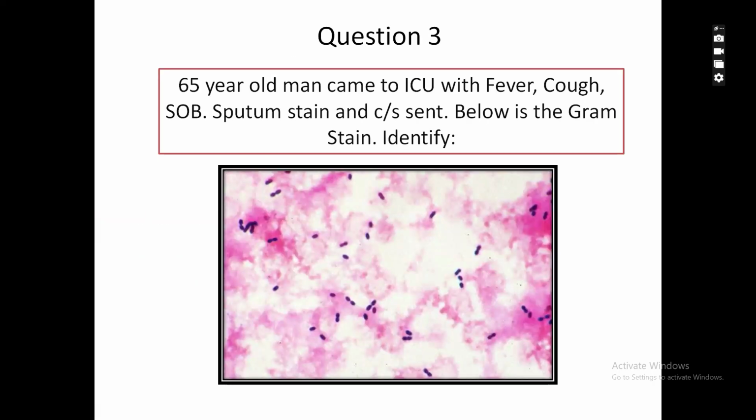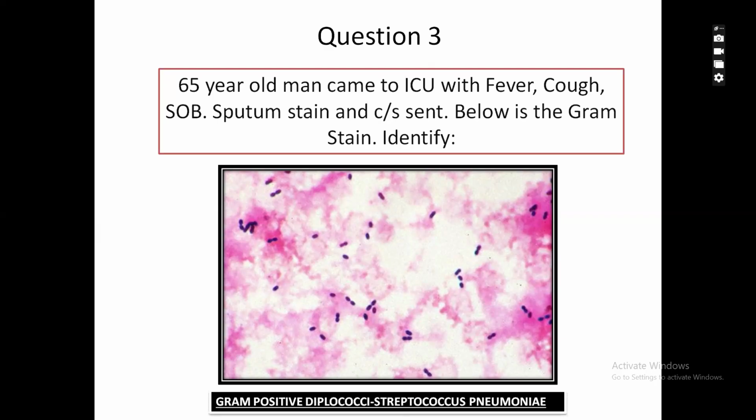A 65-year-old man came to the ICU with fever, cough, SOB, sputum stain and culture. Below is the gram staining. So we have read the violet. Violet is the gram positive. So here the color is violet. And in gram positive, this is diplococci. So if you are getting a gram positive diplococci, then it is Streptococcus pneumoniae. If it had appeared in a bunch of grapes, in clusters, then we would have thought of Staphylococcus aureus.